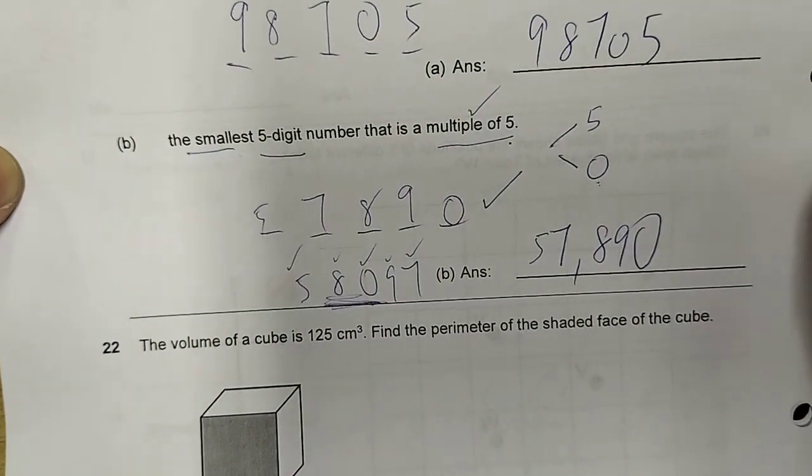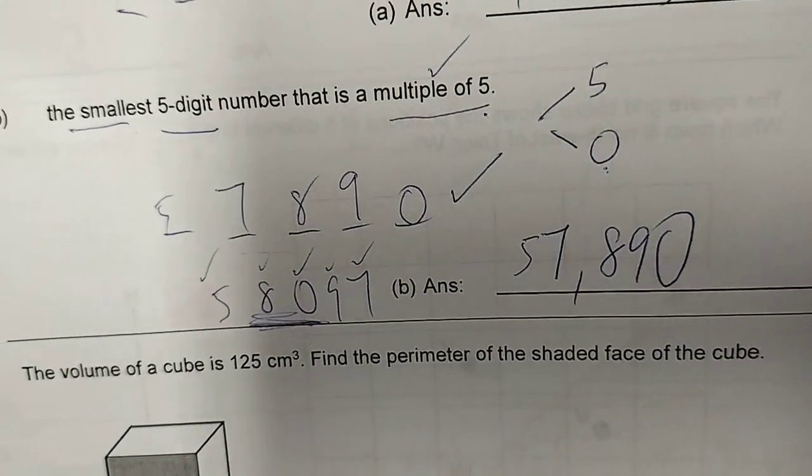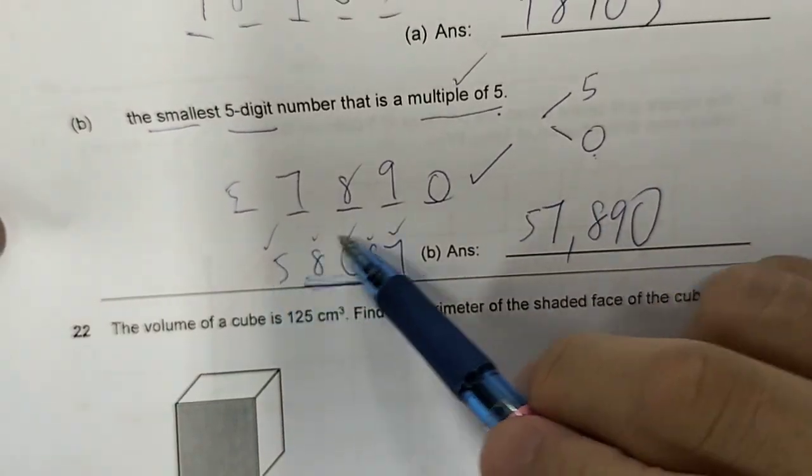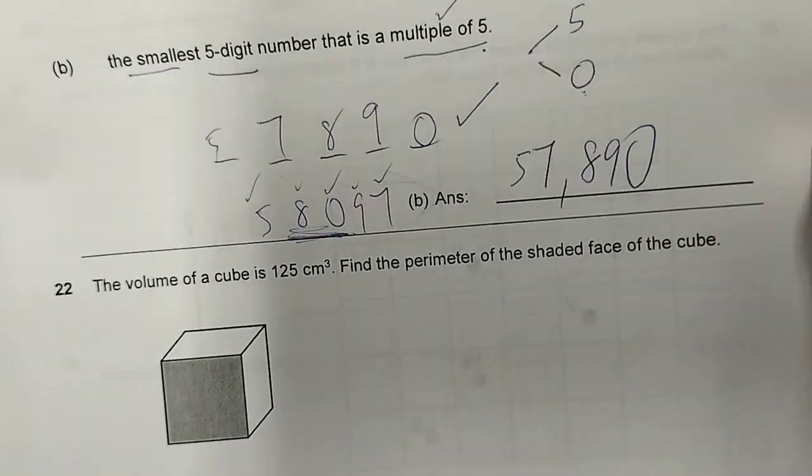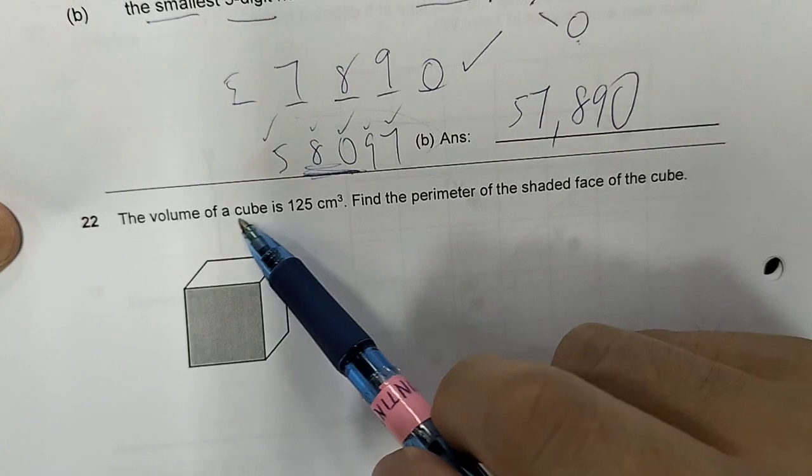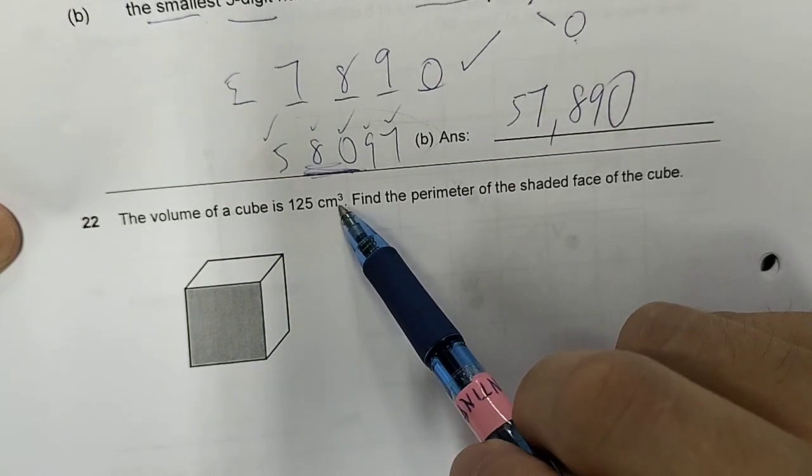57,890. That is the answer. Hey, I was looking at the wrong set of 5 digits. No wonder I got confused. The volume of a cube is 125 cubic centimeter.